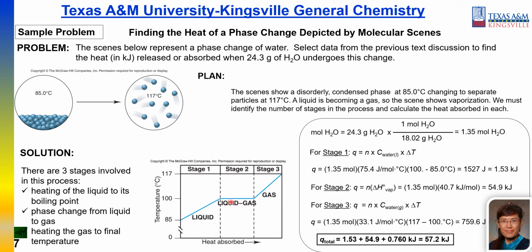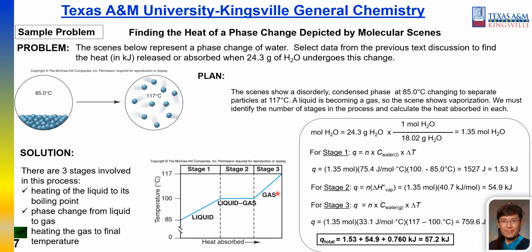For your stage 2, this is called vaporization, your liquid to gas phase change. You use Q equals the moles times delta H of that phase change. In this case, it is vaporization. n moles multiplied by delta H vaporization. This delta H vaporization is 40.7 kilojoules per mole. This number is already determined.